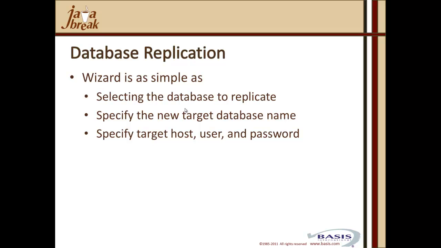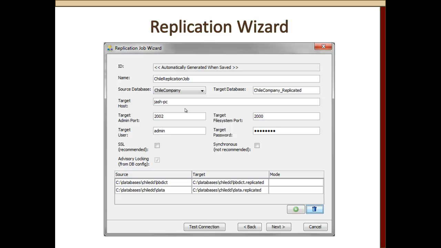So the wizard is as simple as selecting the database to replicate or selecting the directory to replicate, specifying the new target database name, specifying the target host, user, and password. So this is an example within the replication wizard of what the replication job looks like.